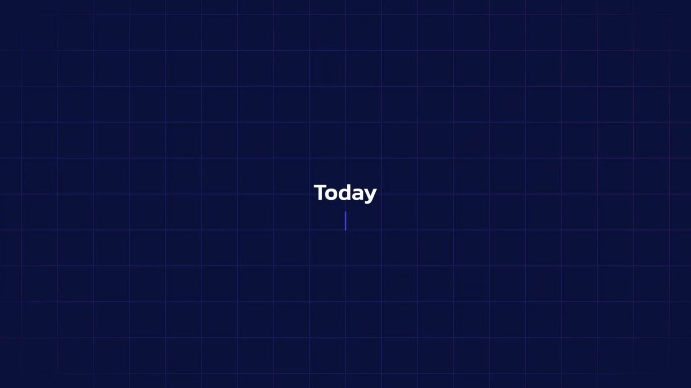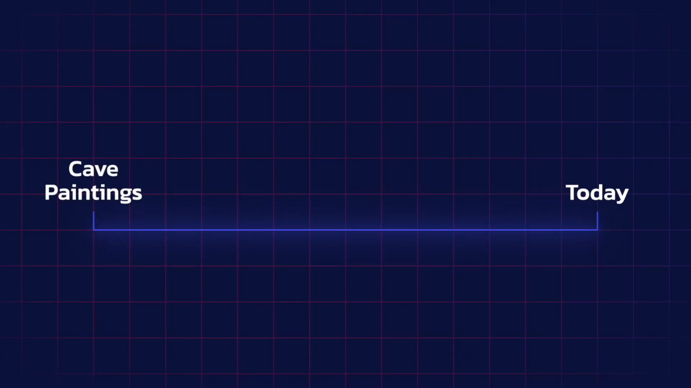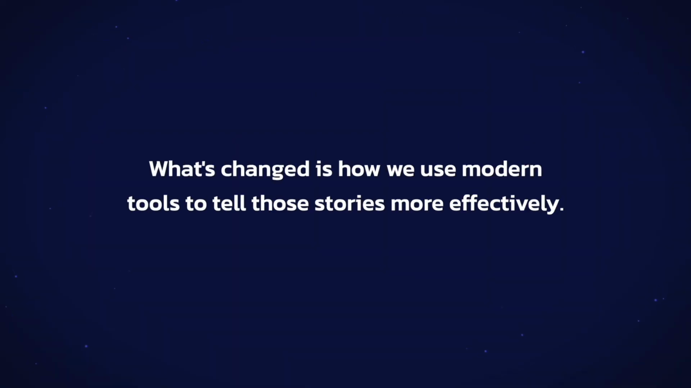Data storytelling isn't new. In fact, it's been around for centuries. From cave paintings to early astrological charts, and even during World War II, when human computers calculated temperature and air density, people have always used data to tell stories. We're constantly absorbing information and using it to shape a story about who we are and the role we play in the world. What's changed is how we use modern tools to tell those stories more effectively.